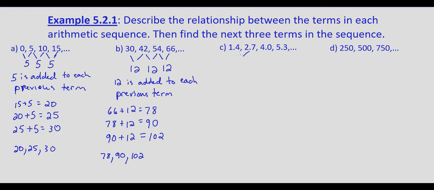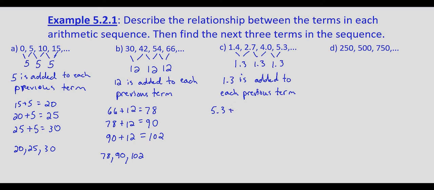So now it gets a little bit trickier because we're looking at decimals, but 2.7 minus 1.4 is fairly easy to subtract. 7 minus 4 and 2 minus 1, we end up with 1.3. 4 minus 2.7, we again get 1.3, and then 5.3 minus 4 is going to be 1.3. So 1.3 is added to each previous term. So we would just add 1.3 to our last term and then keep adding 1.3 two more times.